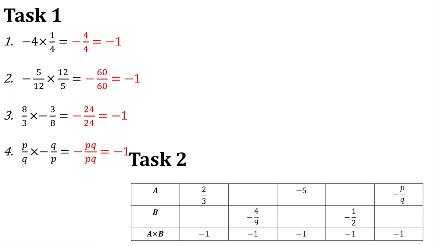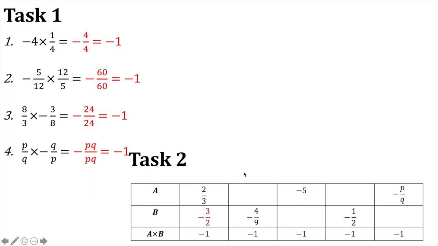Okay folks, welcome back. Hopefully you got on well with that. So for the first one, for B, hopefully you've got -3/2. So firstly, we know that A is positive. We know our answer is negative, so that means B must be negative. Now secondly, hopefully you've noticed from what we did in task 1 that the numerator of one of the fractions is the same as the denominator of the other fraction, and vice versa. Same here, and same here. And that gets us our -1. So hopefully you've done that here, 2/3 and then -3/2.